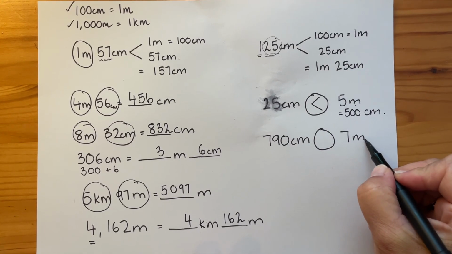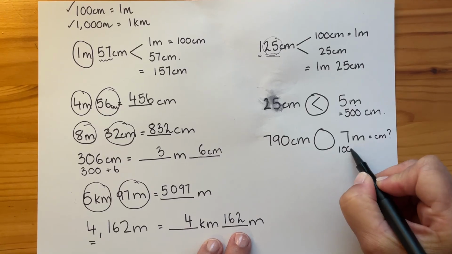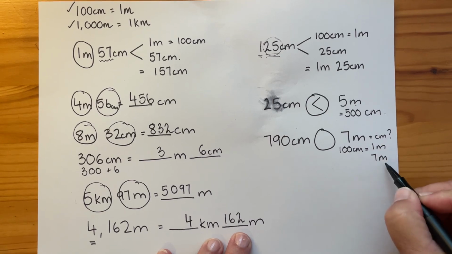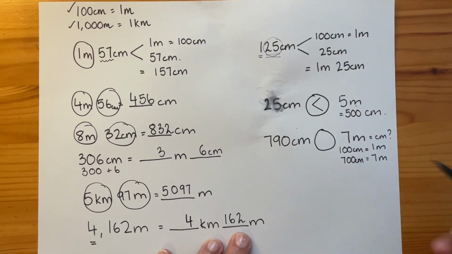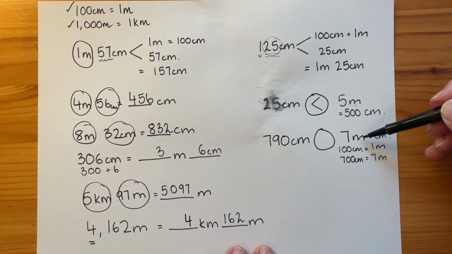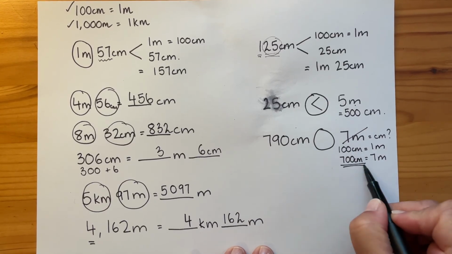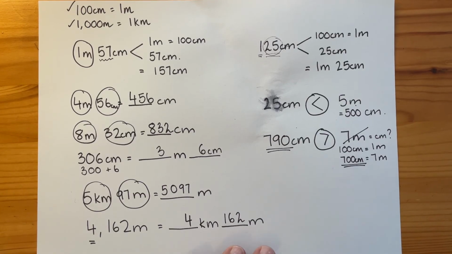And same thing here, I'm going to make this into centimeters. What do I know? I know that 100 centimeters is 1 meter. So what would 7 meters be? Well, it would be 7 times 100. So that would be 700 centimeters. So 7 meters is 700 centimeters. So I don't need to look at the 7 anymore. I'm going to compare 700 centimeters and 790 centimeters. 790 centimeters is bigger. I love metric units so much more than US customary, and now you know why.